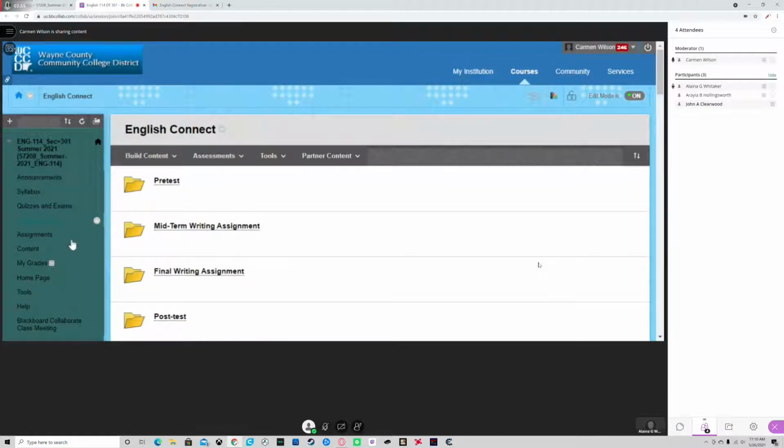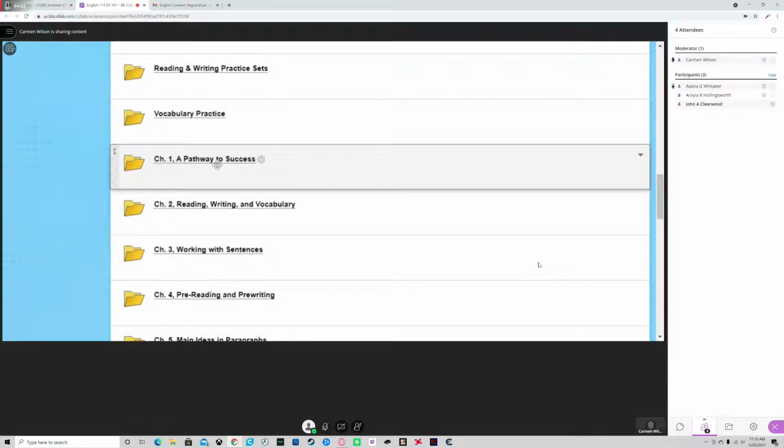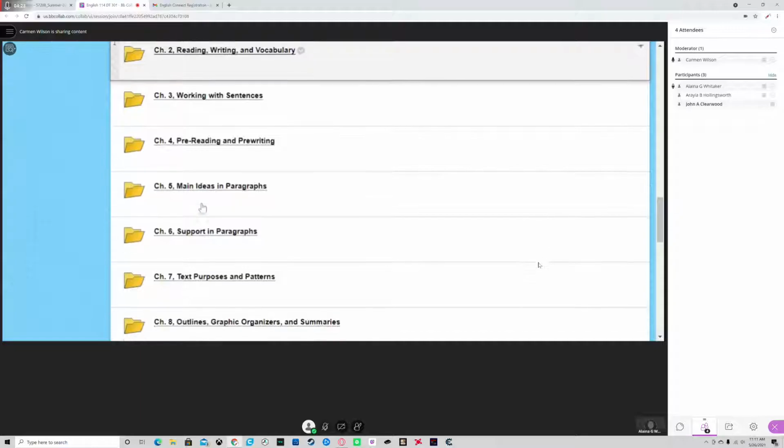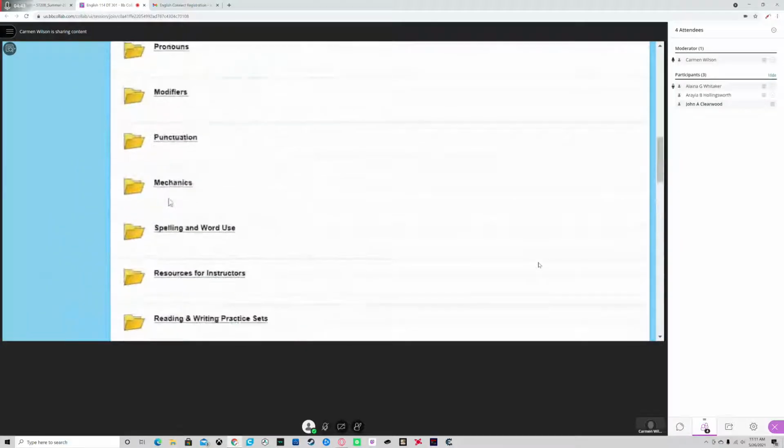Go back to English Connect. So that's the vocabulary. Then you see chapter 1, a pathway to success. You have to do that application test. Then you're going to have to do chapter 2, reading, writing, and vocabulary. That's chapter 2. So we're doing chapters 1 and 2 this week, as well as then you're going to slide all the way down and you're going to do parts of speech, unit 1, parts of speech. All of that has to be due on or before Saturday. So you need to, in addition to, let me go back up. Okay, that's your English Connect, guys. That's all the stuff in the English Connect.